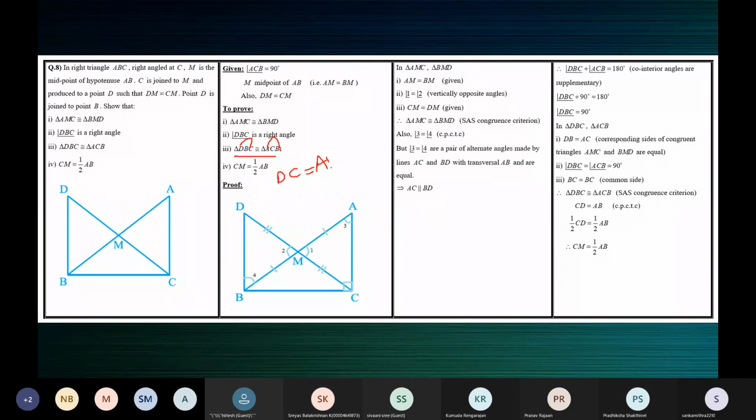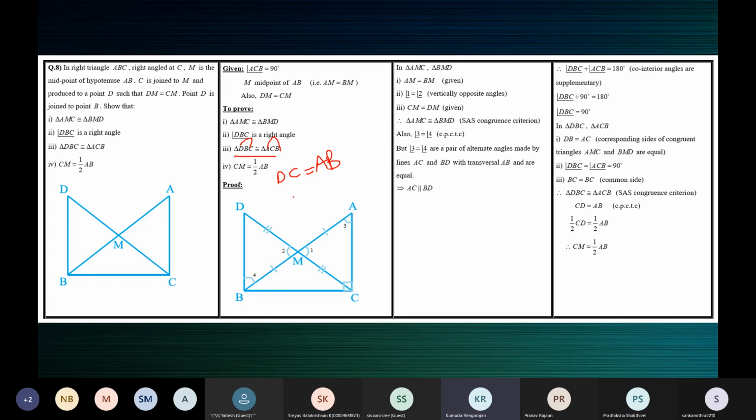By corresponding parts of congruent triangles. Pratiksha, why is DC equal to AB? Ma'am, because DBC is congruent to ACB. Because DBC is congruent to ACB, their corresponding sides are equal, correct? Yes, ma'am. Okay, now divide both the sides by 2. You can do the same operations on both the sides.